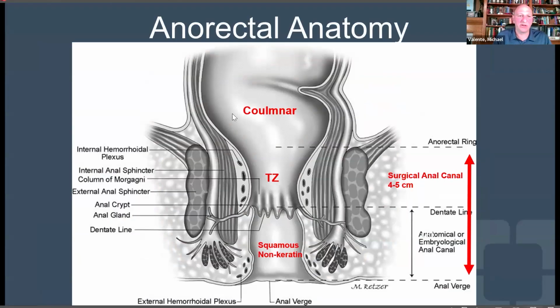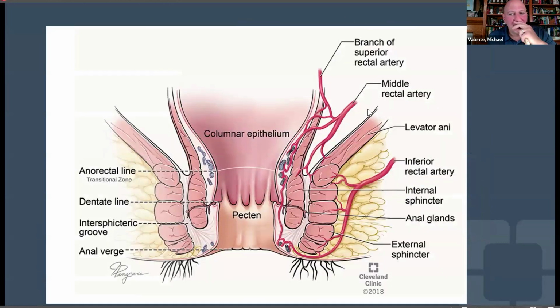Same picture. This one has the embryological, columnar, transitional, squamous non-keratinized, and then squamous keratinized. It was just another view with the vascular anatomy, and this is showing the vast majority of the anus is supplied by the inferior rectal artery, but the middle and the superior also contribute to the upper anal canal and the lower rectum as well. So here you see that arterial distribution. Are we still good? Okay, guys? Perfect.